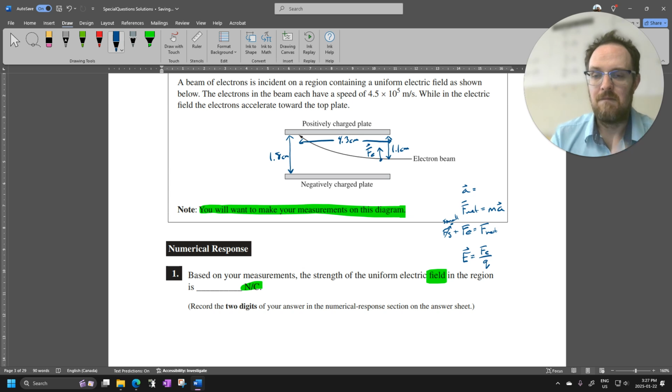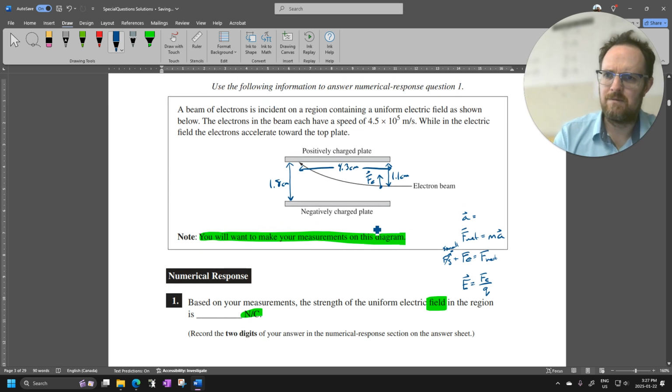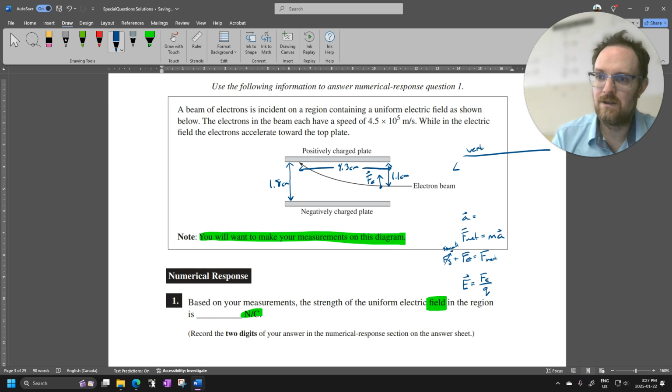So to find that out, maybe I have to create a T-chart here. So I'm going to find my acceleration. What do we know? In the vertical section, we know the distance traveled is 1.1 centimeters. We know the initial vertical velocity is 0. And to find acceleration, I'm going to have to know time. So to find the time, I'm going to go to the horizontal section.